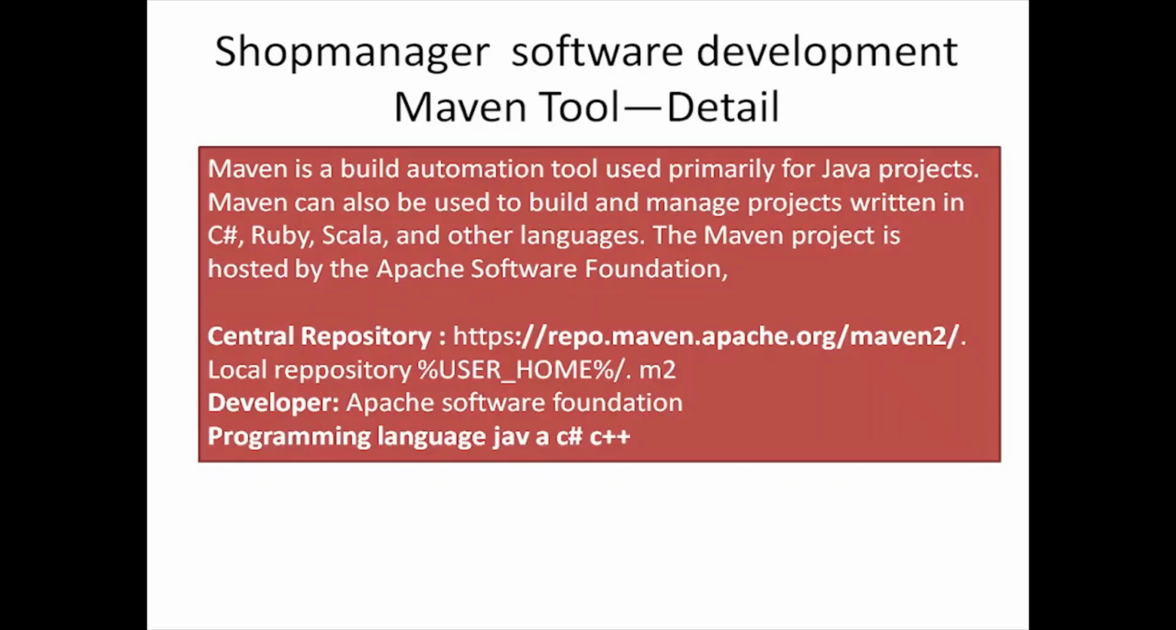Here it is defined as %user_home%/.m2. So here in our system too, I will show you our local repository where it has taken a copy, as I have already made this software. This Maven tool has been developed by Apache Software Foundation, and it is mainly used for Java, C#, C++, etc. Ruby and Scala also use this Maven tool.